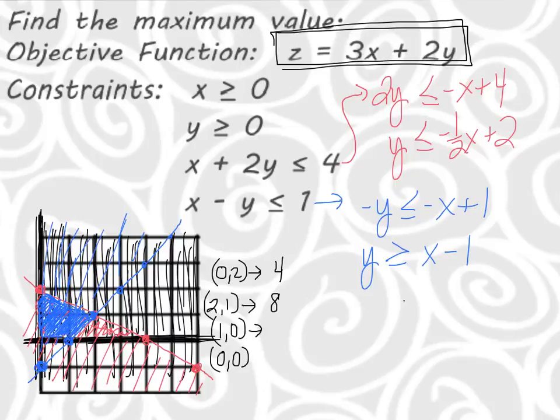If I plug 1 in for x and 0 in for y, I'm going to get a 3. And if I plug 0, 0 in, I'm just going to get 0. All right, and so what I'm looking for is to find the maximum value. So that's going to happen right here because I got an 8 and that's the maximum value. So to optimize this situation, I would want to have my x value be a 2 and my y value be a 1.